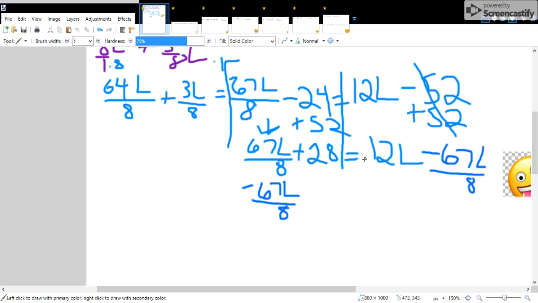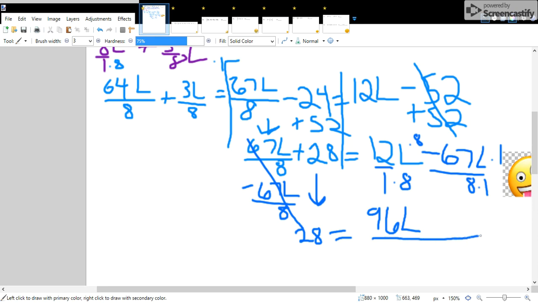And just like before, we're going to have to change this fraction right here. We put 1 at the bottom, and we're going to multiply by 8 to get the same denominator. And we'll multiply these by 1 to get 8. So that's 0. Break down the 28. 12 times 8 is 96. So we have 96L minus 67L all over 8 is equal to 28.